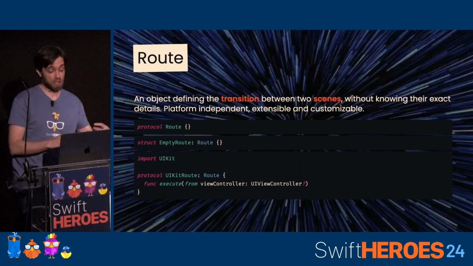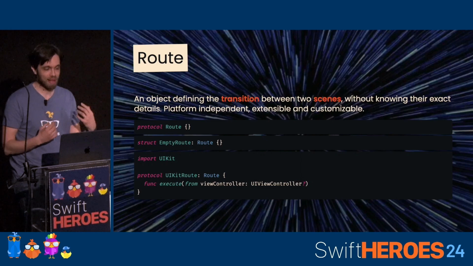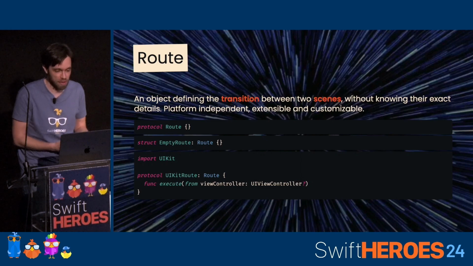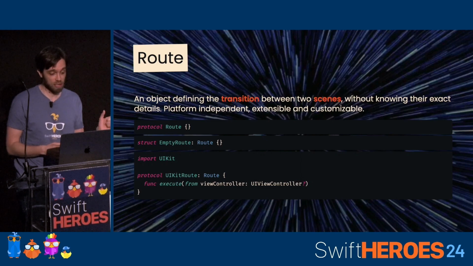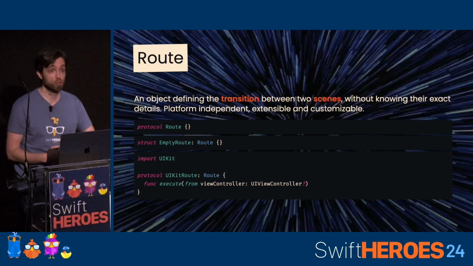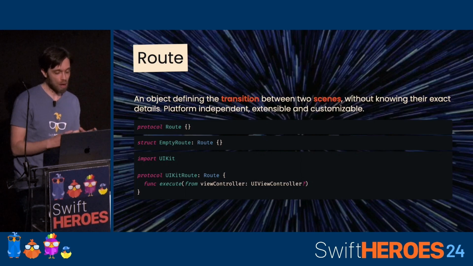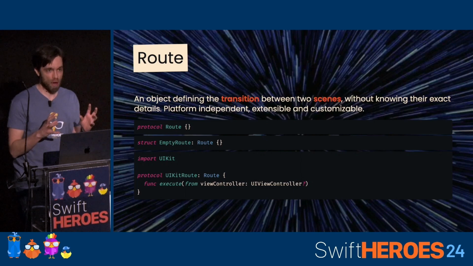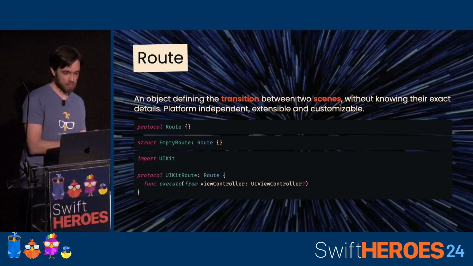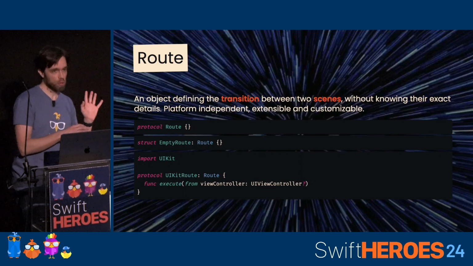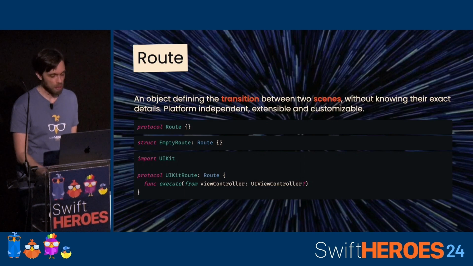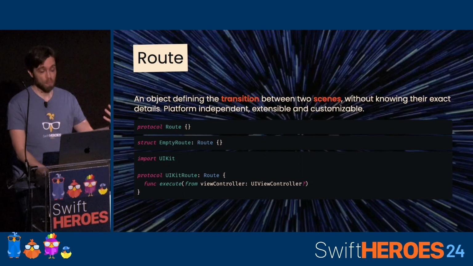Then you can extend this with another protocol called UIKitRoute that can have something declared in there, and it's just an execute method that is taking your source view controller. So now we need to have a way to provide these routes with the source view controller, and we'll get back to that in a moment. Let's take a look at some examples of this.